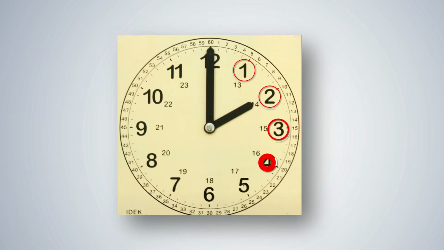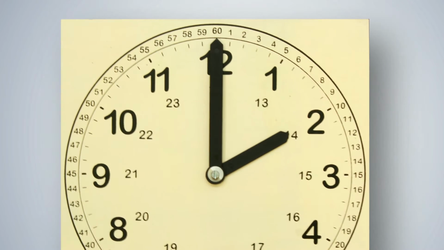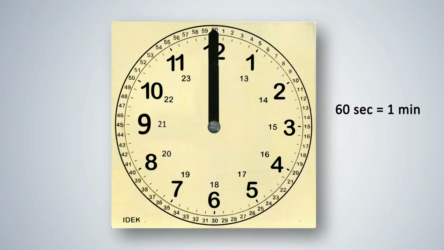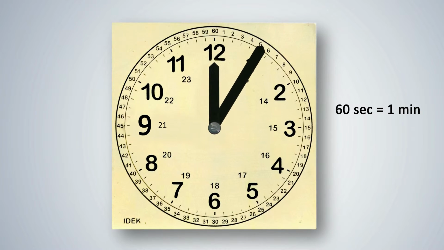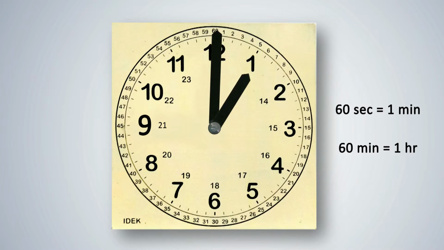The clock is marked with numbers from 1 to 12, which denote the hours. The clock is divided into 60 smaller parts, which are called the minutes. The minute hand moves only in one direction. From 12 to 1, to 2, to 3, all the way round till it reaches back to 12. With one complete round, the minute hand has covered 60 minutes. At the same time, the hour hand has moved 1 hour or one step in the same direction. 60 minutes make an hour.